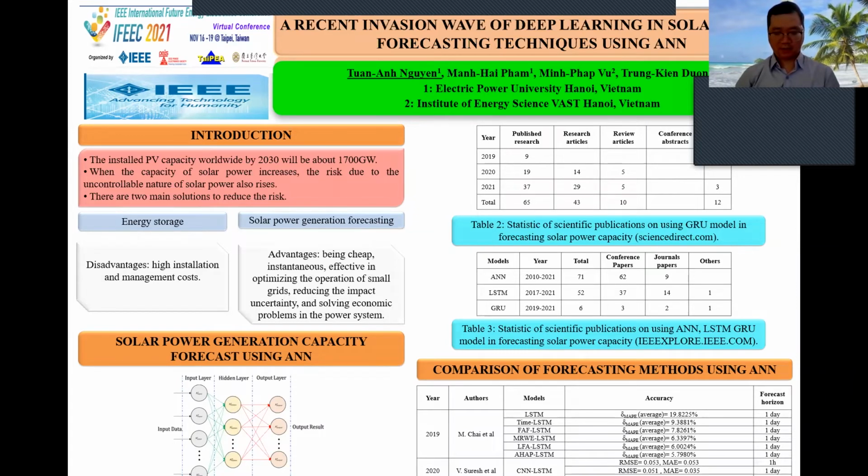With table 3, I checked data from ieeexplore.ieee.org about research papers related to using ANN, LSTM, and ZRU models in forecasting solar power generation capacity. Statistics show that the research on LSTM from 2017 to 2021 has been nearly equal to the number of studies on the ANN model from 2010 to 2021. The research on the ZRU model on IEEE is still very little, with 6 studies from 2019 to 2021. This shows that LSTM is still preferred by research groups over ZRU.